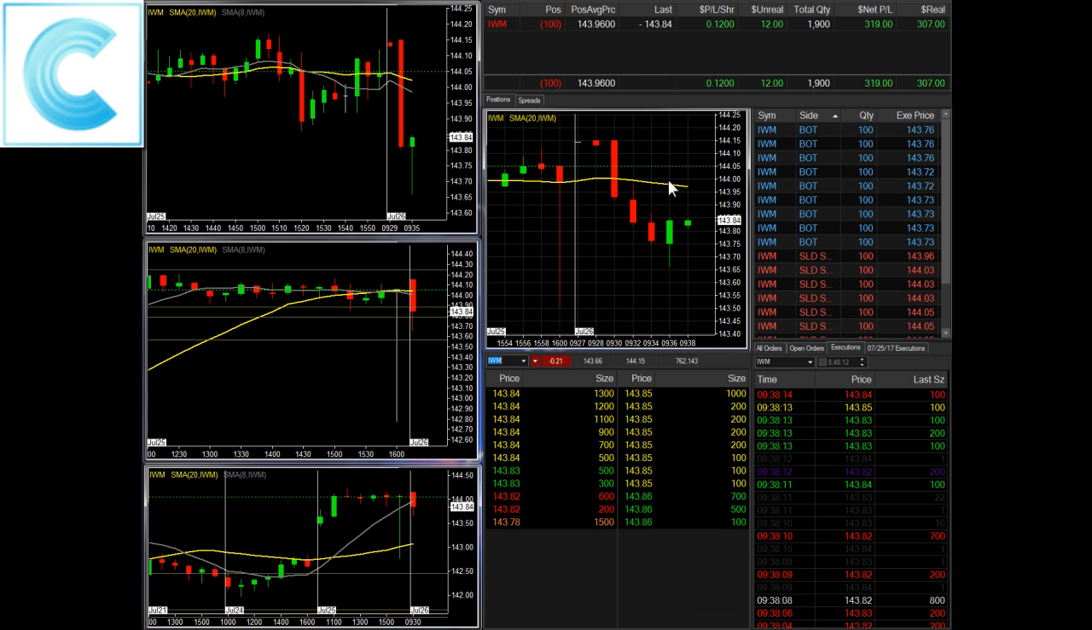If we get a tail, or something like a topping tail that gives us some form of indication that it's going to go further to the downside, we could begin adding to the current short position and start building up a little bit more size. We'll have to keep an eye on that.